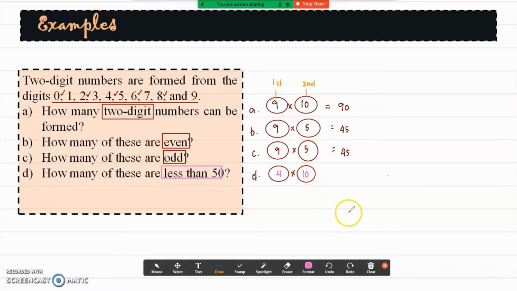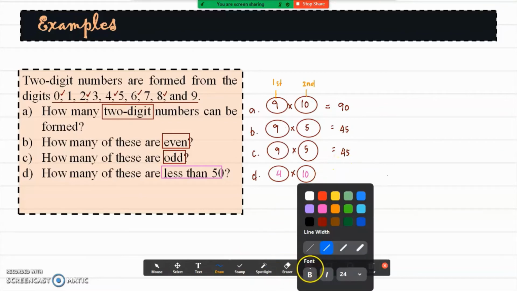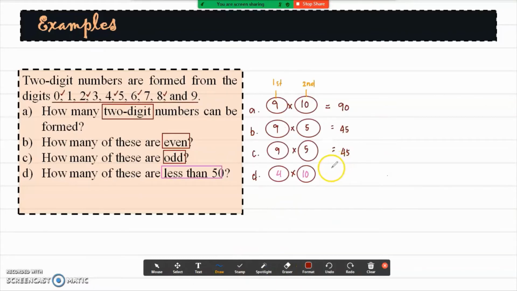So that's 4 times 10. That would be equal to 40. So 40 of these numbers are less than 50. Okay?